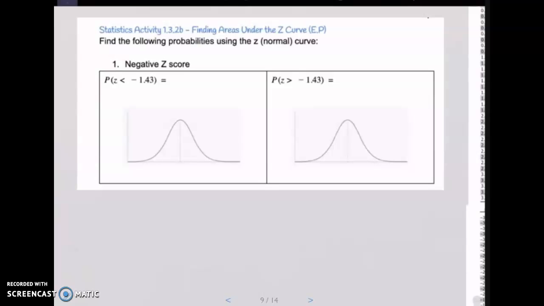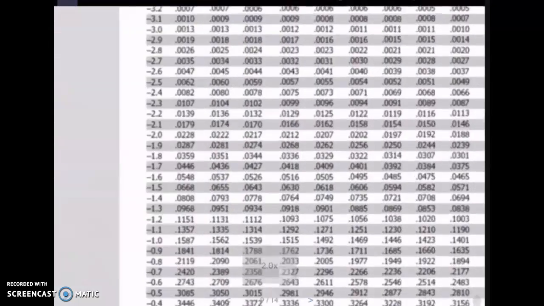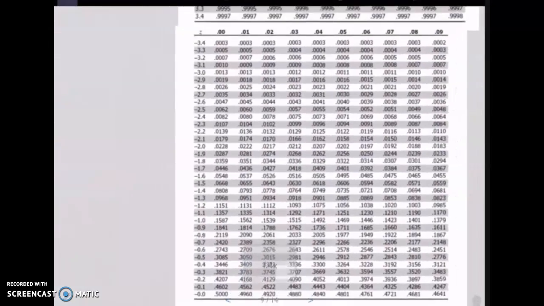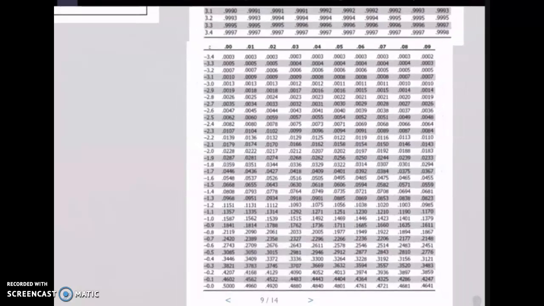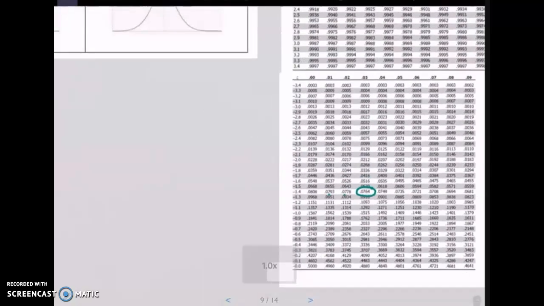negative 1.43. So negative 1.43 is to the left of 0. So that's 0. The standard deviation is 1. Negative 1.43 is here. And we're going less than negative 1.43. So I can actually just go right to the chart. Find negative 1.4, so this is negative 1.4, 0, 1, 2, 3. So about 0.0764.